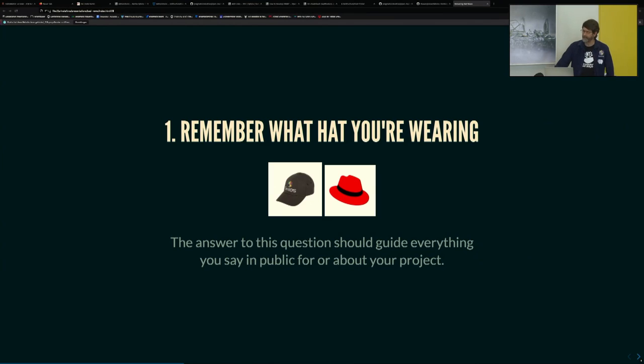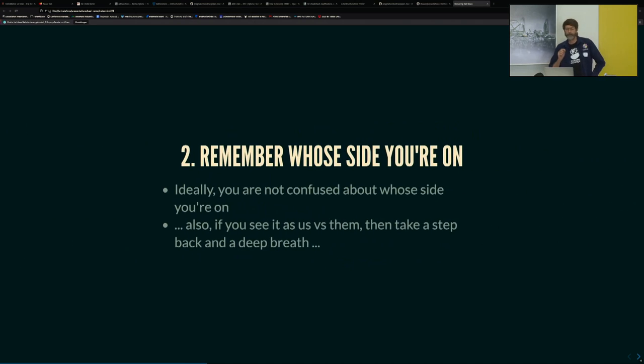But that was the main point here: remember which hat you're wearing. Another aspect of this is to remember whose side you're on. Now, this is subtly different from what I was just talking about. It's important that you are not confused as to whose side you're going to take. Remembering which hat you're wearing is about which voice you are using in public communication, whether you are speaking for the project, or for your employer, or as a private individual.